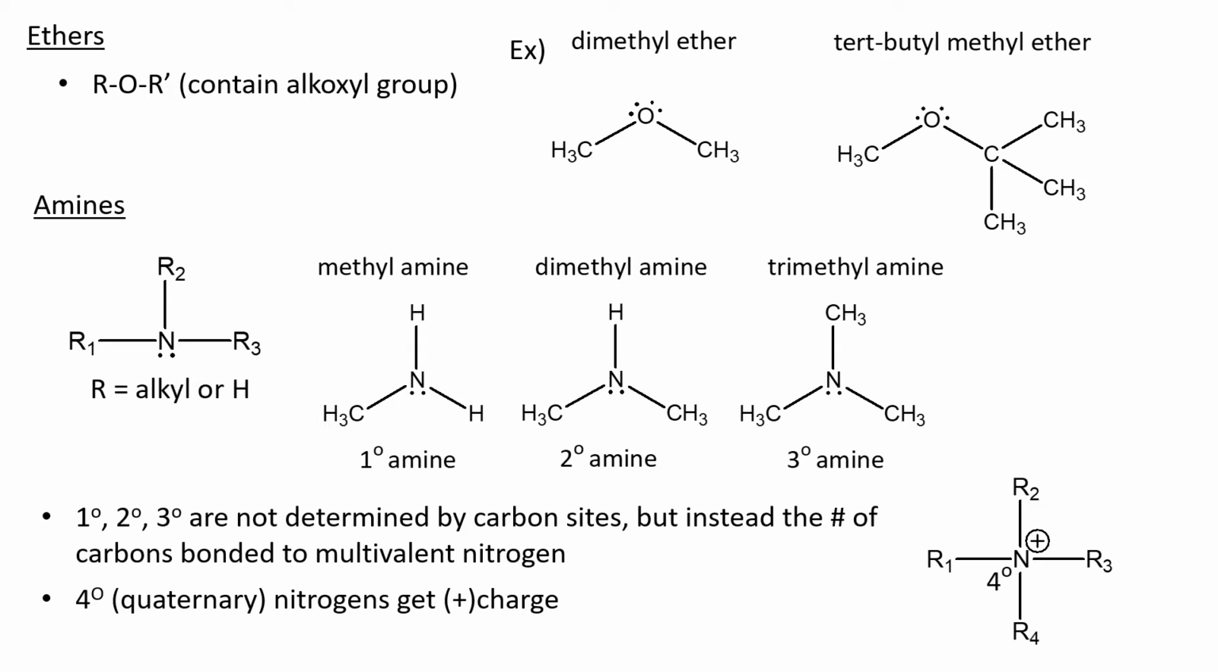The next functional group is an ether. It's basically an oxygen sandwiched in between two carbons. We have our two carbon atoms sandwiching an oxygen atom. It can take a variety of forms. We have an oxygen sandwiched in between two carbon atoms.